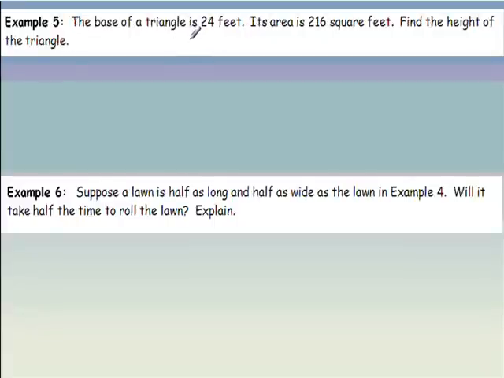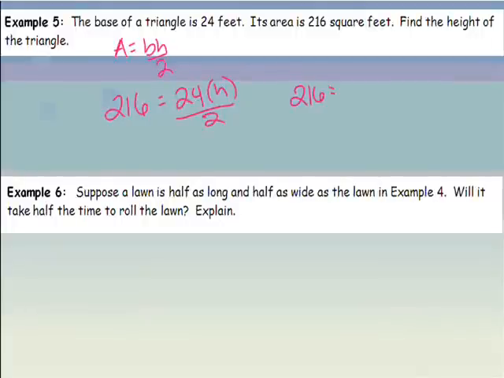All right, now we're going to talk about triangles. So I've got a base of a triangle. I know its area. I need to find the height. Well, I know that area equals base times height divided by 2. And so if the area is 216 and the base is 24, then I need to take that height and divide it by 2. So essentially, I've got 216 equals 12h, which means that h has to equal 18. So this was in square feet, that was in feet, which means that my answer is 18 feet.